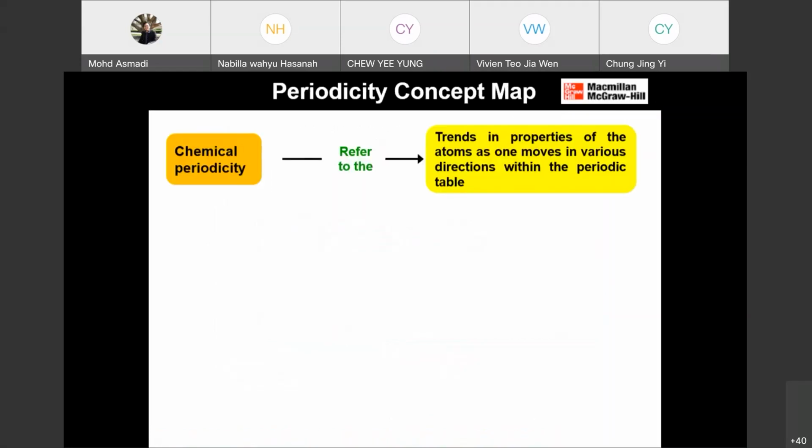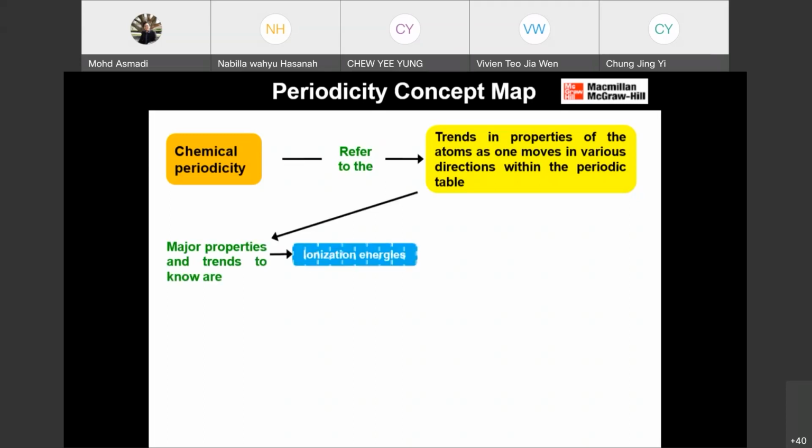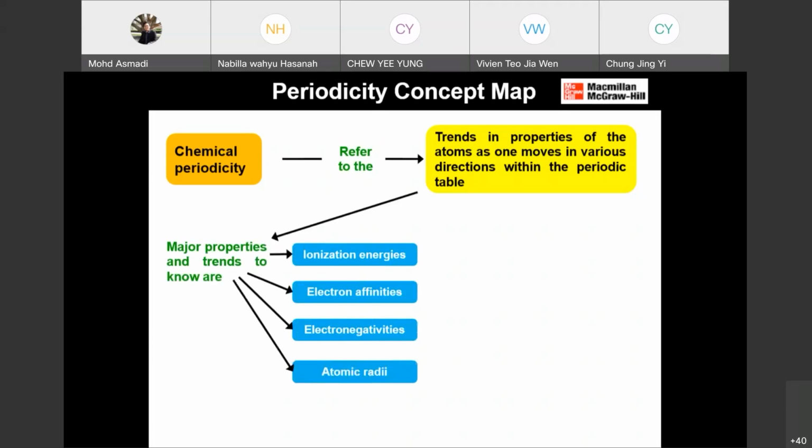Okay, so the periodicity concept map, what we can find from the periodic tables, we refer to the trend in properties of the atoms as one moves in various directions within the periodic tables. What we can know is the properties and trends, to know ionization energies. What else? Electron affinities. This is important for the bondings, especially the electronegativity. Electronegativity, yes. And then the atomic radius. Okay, atomic radius is different from left to right and from top to bottom. So the strength when forming the bond is actually different.